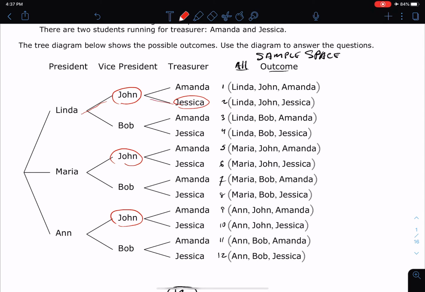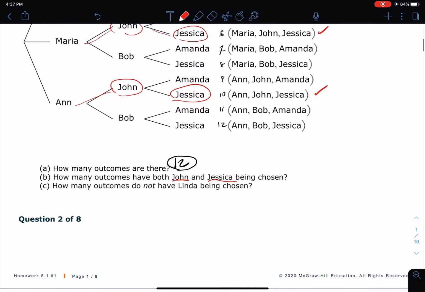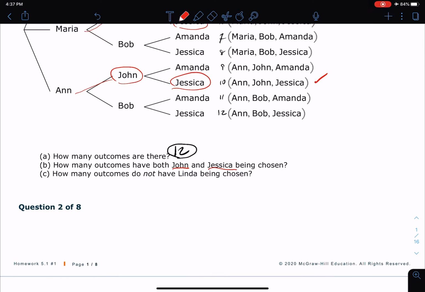Could be Linda, John, Jessica. Could be Maria, John, Jessica. But it makes it really easy to point out John, Jessica. Makes it really easy to point out. And so you can see we've got 1, 2, and 3 different ways of getting that executive board. So how many outcomes have both John and Jessica being chosen? Well, that's just 3.